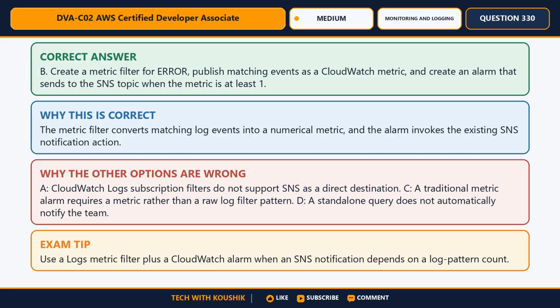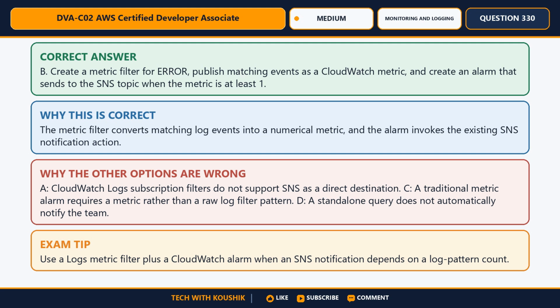The correct answer is B. Create a metric filter for error, publish matching events as a CloudWatch metric, and create an alarm that sends to the SNS topic when the metric is at least 1. Here is why. The metric filter converts matching log events into a numerical metric, and the alarm invokes the existing SNS notification action. Why are the other options not correct?